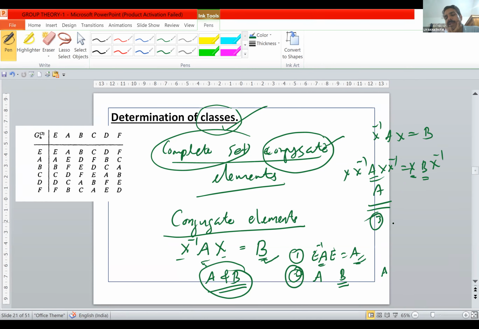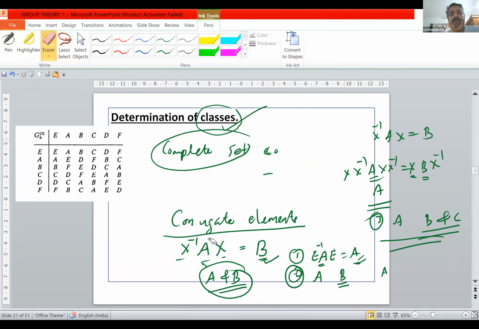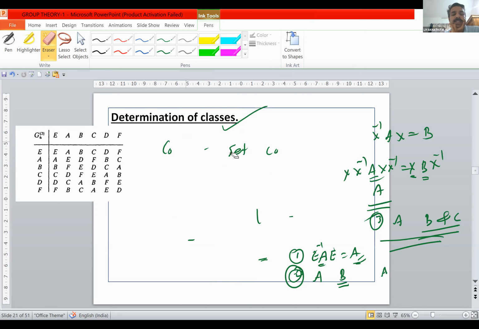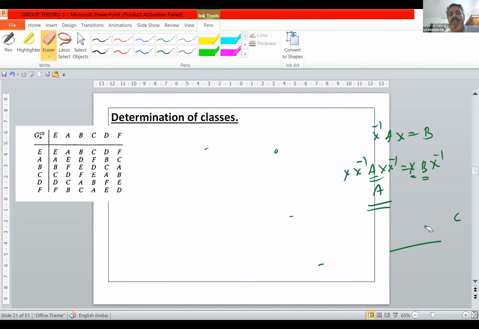And the third property: if A is conjugate with B and C, then B and C will be conjugate with each other. These are the rules about conjugate elements. And a complete set of these conjugate elements is called a class. For the determination of classes, it is a very laborious task. We have to find out all the similarity transforms of each element.